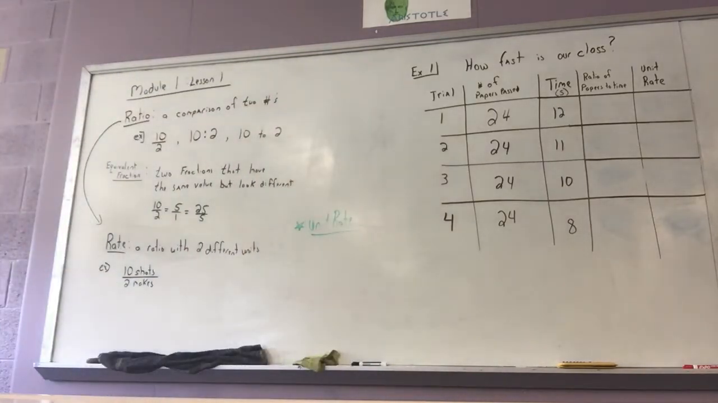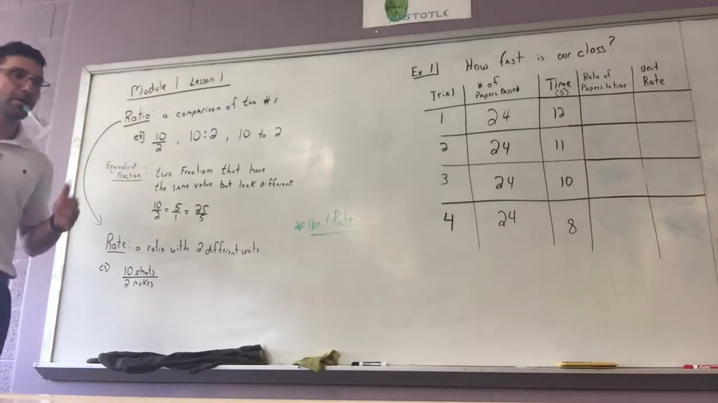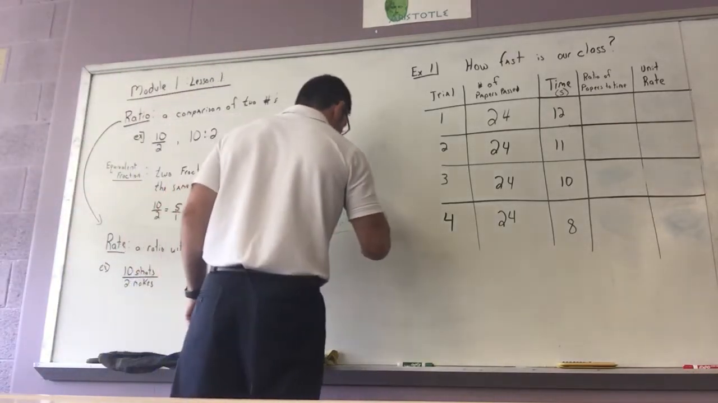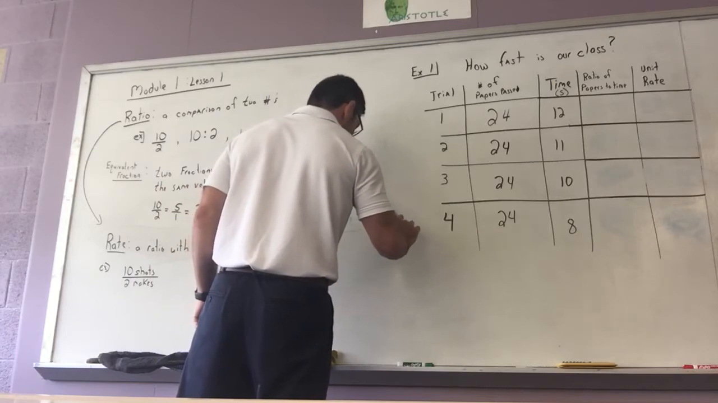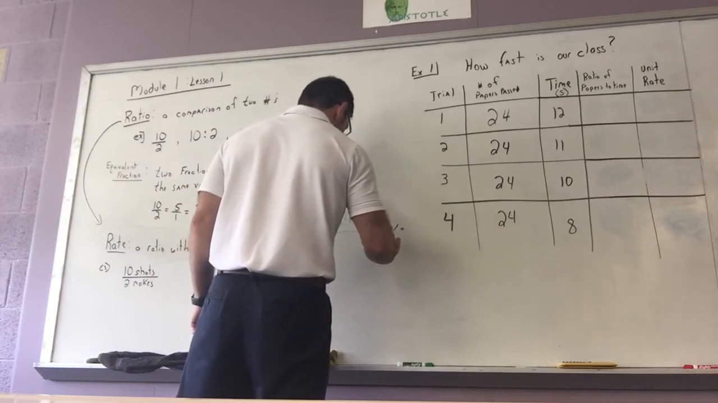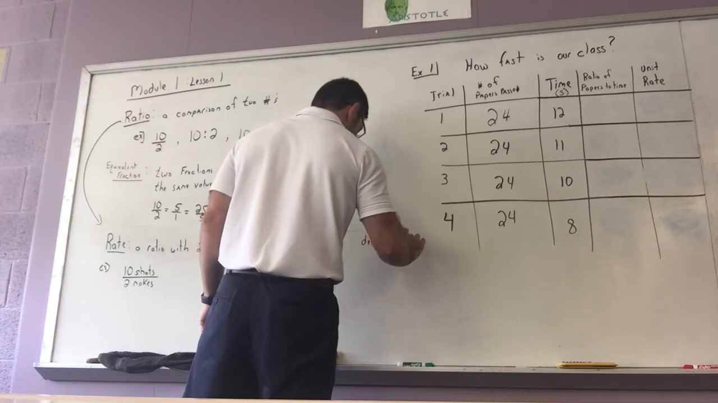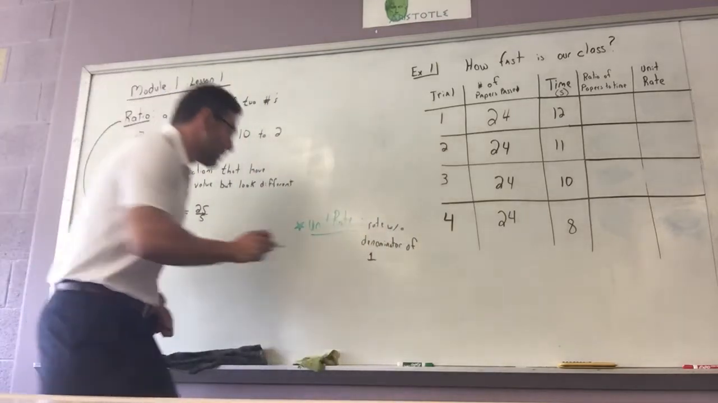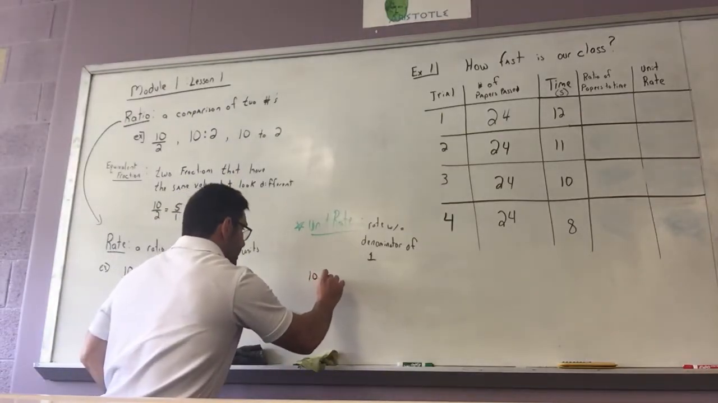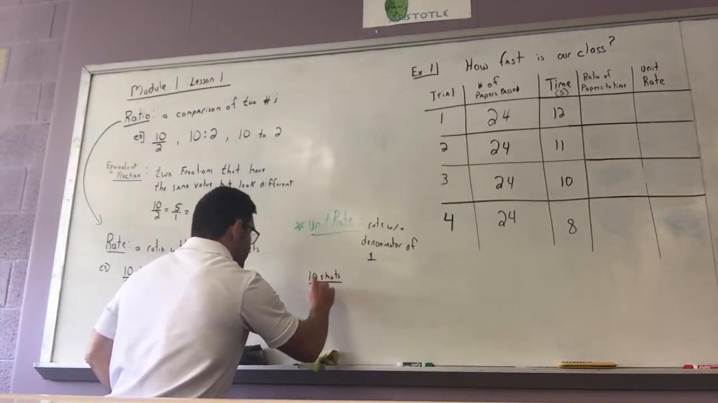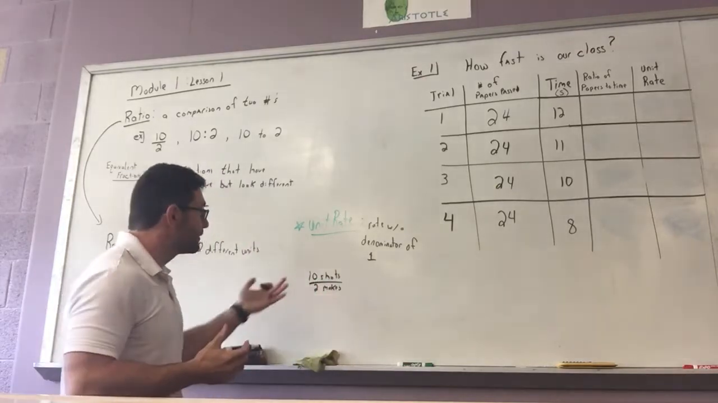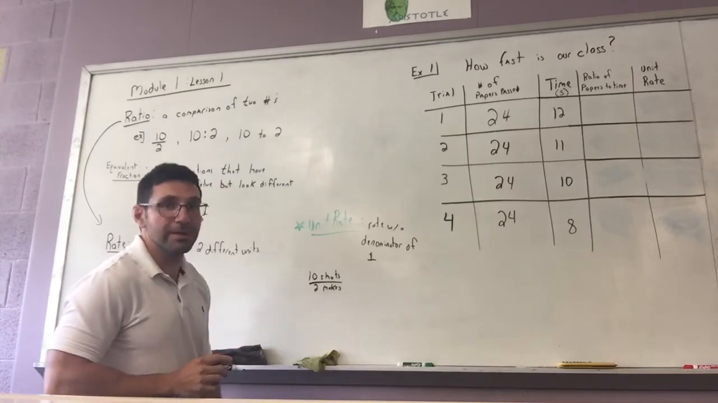The unit rate is the same thing as the rate except simplified, where the denominator will be 1. So a unit rate is a rate with a denominator of 1. In this case, I've got my rate of 10 shots divided by 2 makes. Nice and easy. To figure out my unit rate, the denominator always needs to be 1.